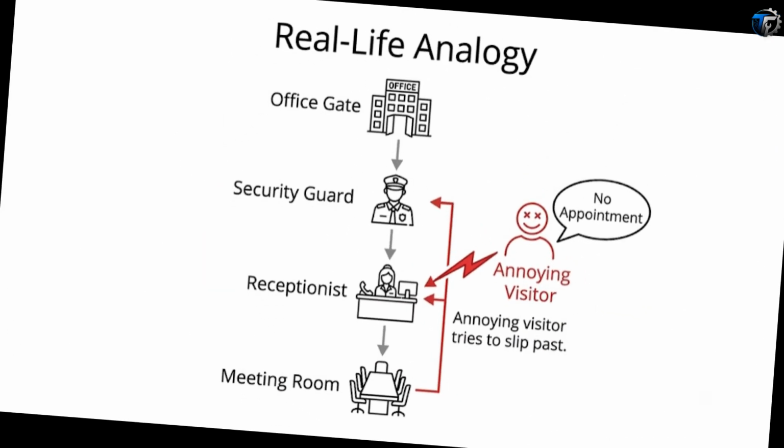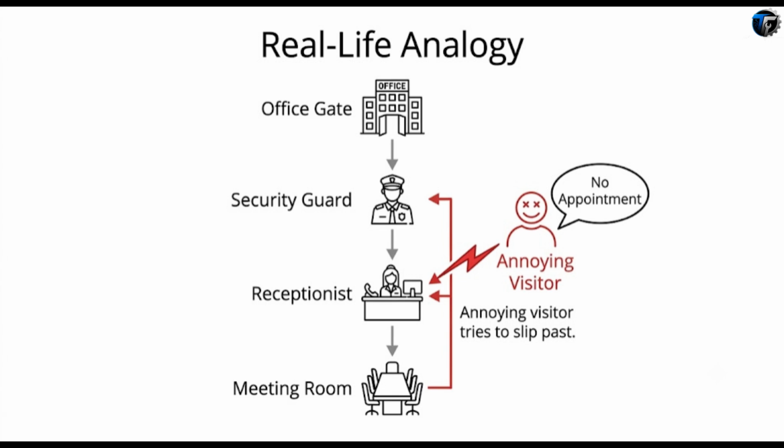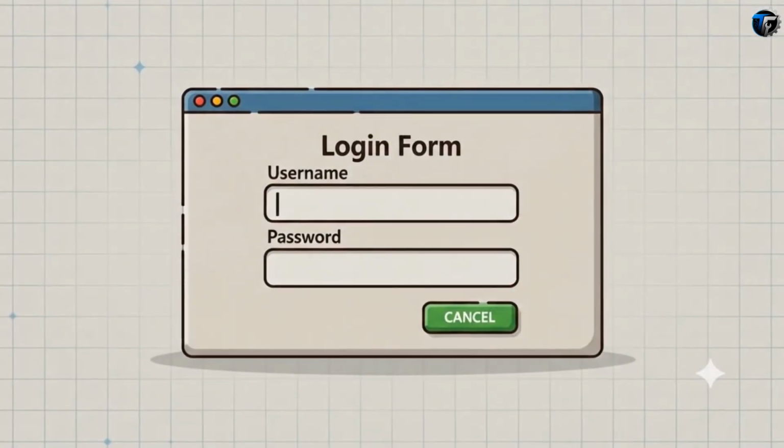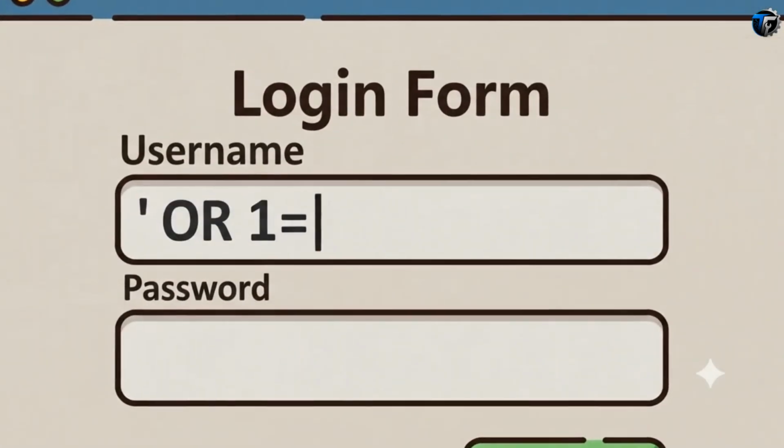Think of Azure Firewall as the security guard at your company's entrance. Azure WAF is the receptionist. The security guard checks who enters the building. The receptionist checks whether the visitor has a valid appointment and whether they are behaving suspiciously. Different jobs. Both important.